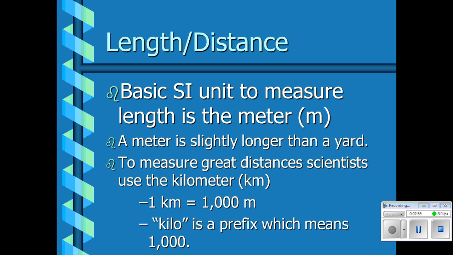And for the length and distance, the basic SI unit to measure length is the meter. Again, the abbreviation is m. A meter is slightly longer than a yard. A meter is about 39 inches, and a yard is only 36. To measure great distances, scientists use the kilometer. And again, km. 1 kilometer equals 1,000 meters. And kilo is the prefix, which means 1,000. So if you have a kilometer, you have 1,000 meters.